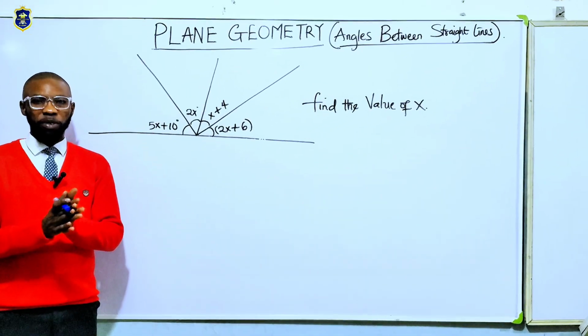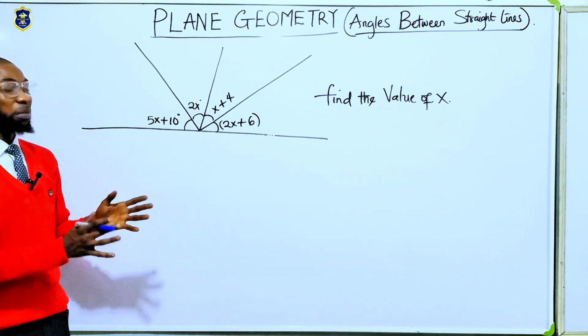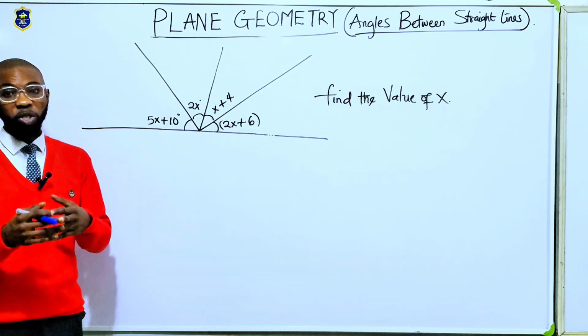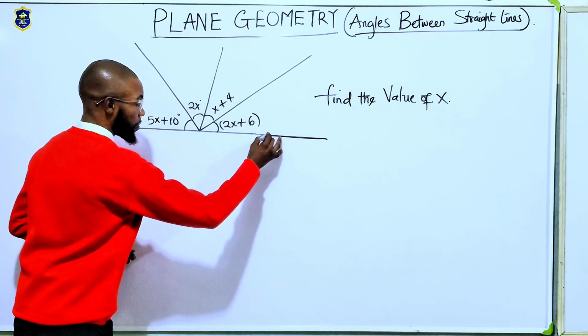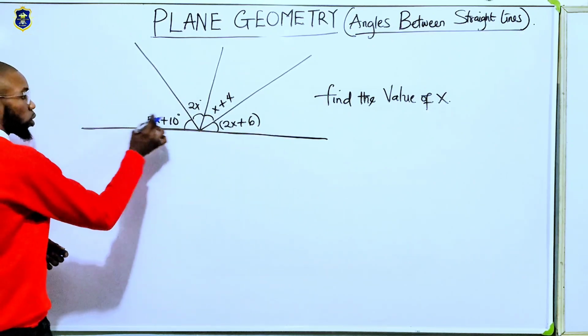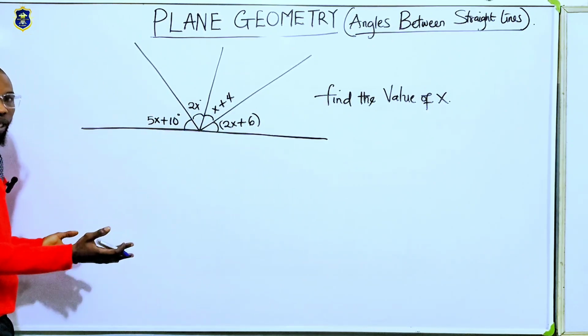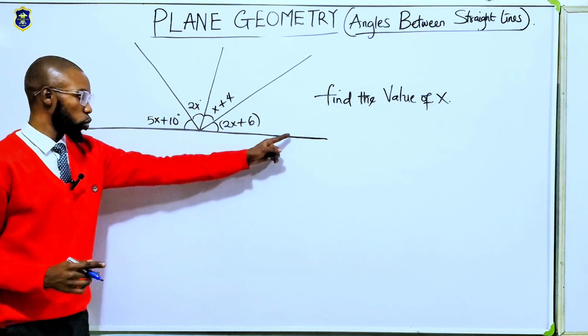Alright guys, so let's take it a step further. Looking at how to solve this, it's still the same thing. Don't let it confuse you. It's all the same thing. Since we have them in a straight line, all of these angles will sum up to give us 180, and the reason is because they are angles on a straight line.